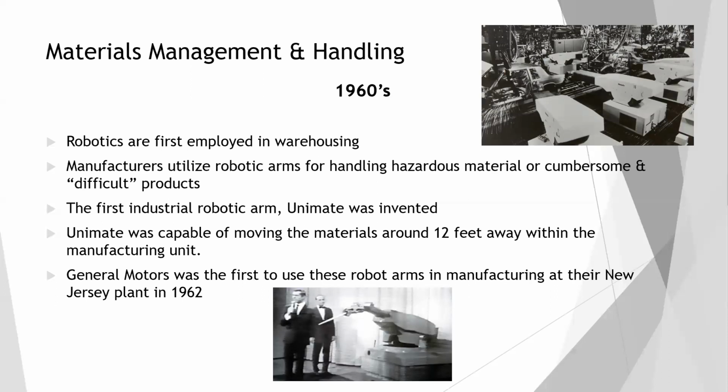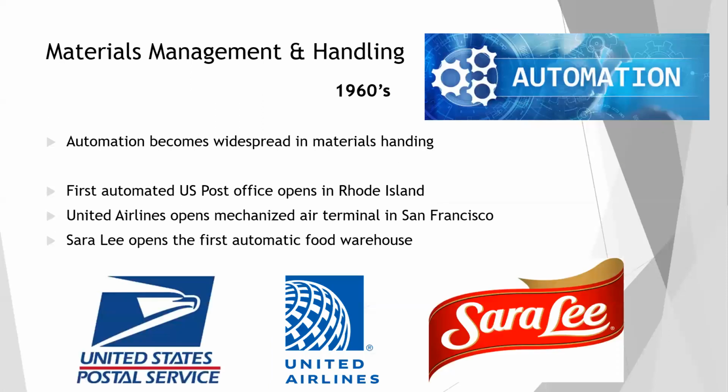And General Motors, GM, was the first to use these robot arms in their manufacturing at one of their New Jersey plants starting in 1962. So we're starting to see robotics being used in warehousing and materials management. In the 1960s, this is when we really started to see automation becoming very widespread in materials handling. Not everything was being done manually by hand. There was a lot of automation first starting to be introduced in the 1960s.